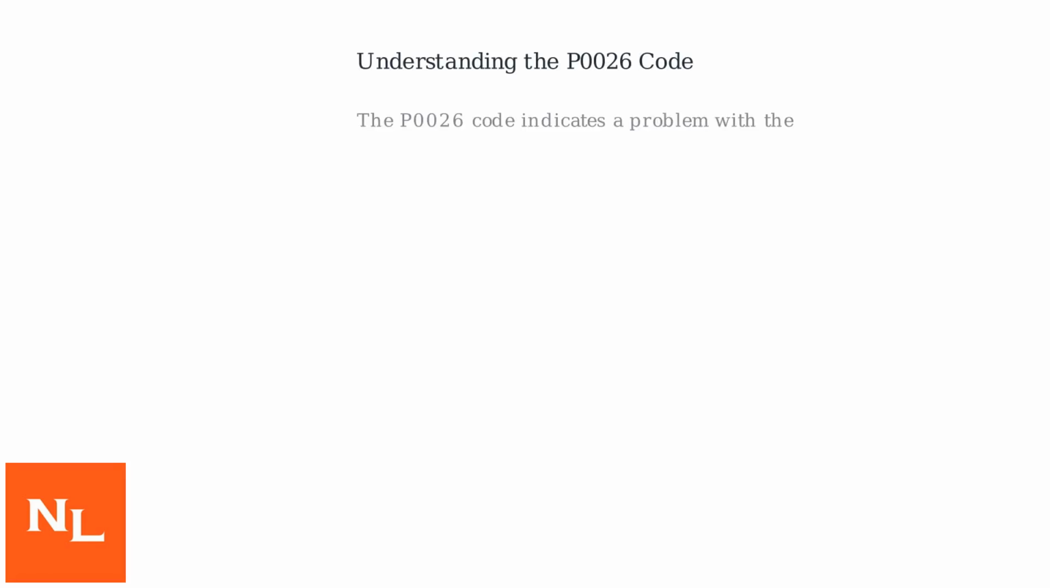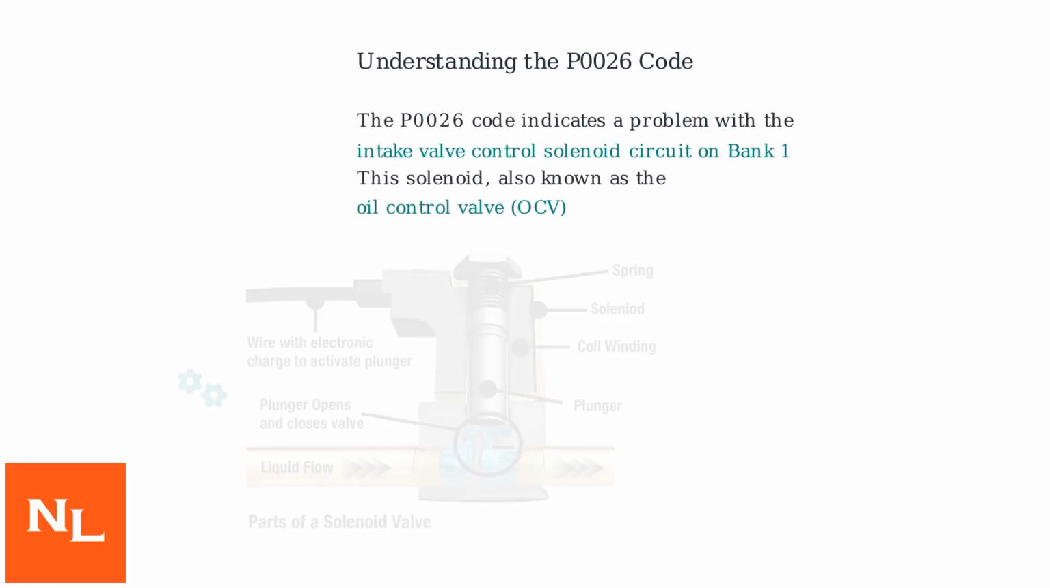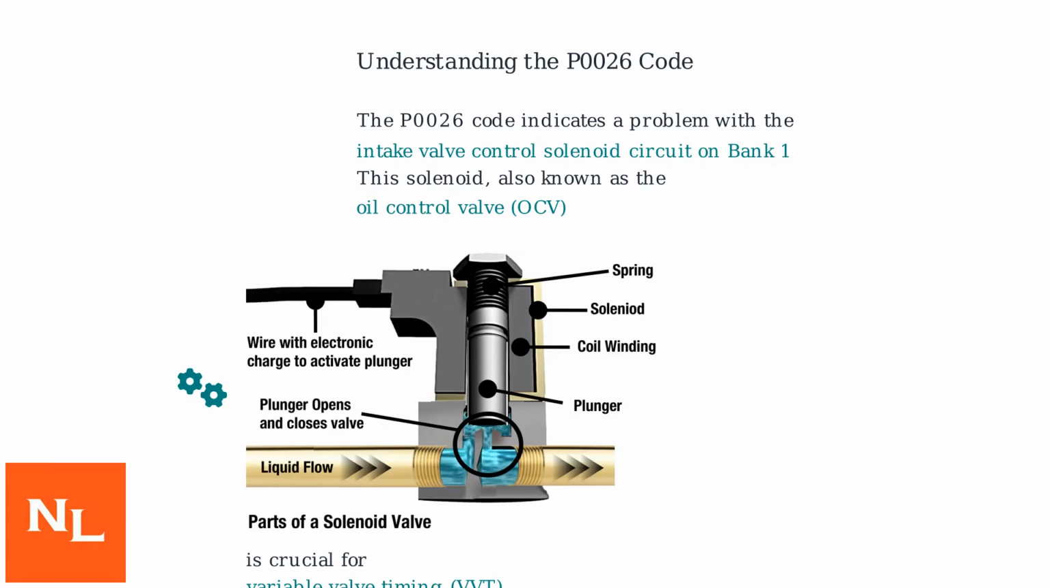The P0026 code indicates a problem with the intake valve control solenoid circuit on bank 1. This solenoid, also known as the oil control valve, is crucial for variable valve timing, which optimizes engine performance at different RPMs. The code sets when the ECM detects the solenoid's operation is outside expected parameters, impacting engine performance, fuel efficiency, and emissions.